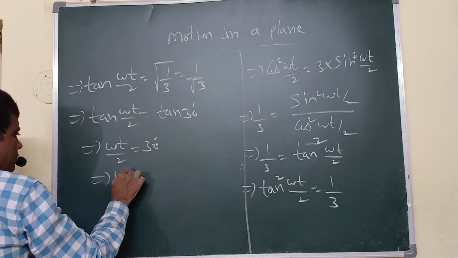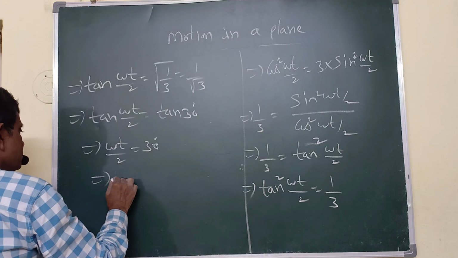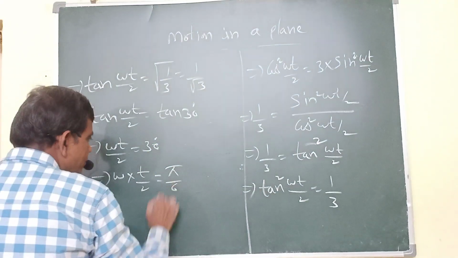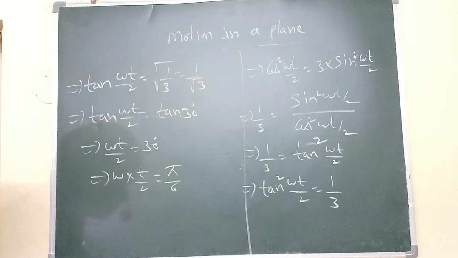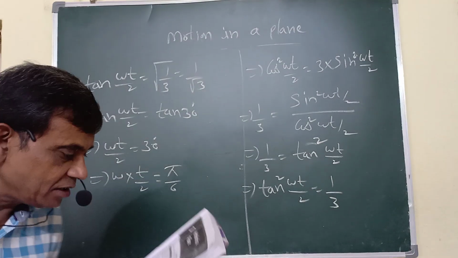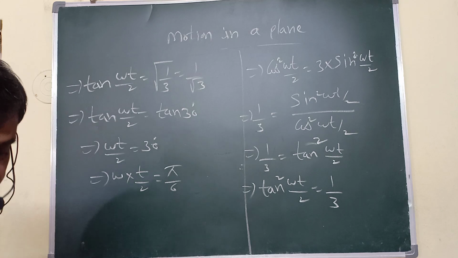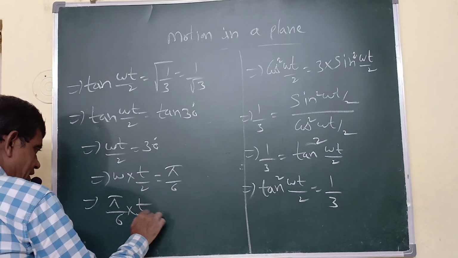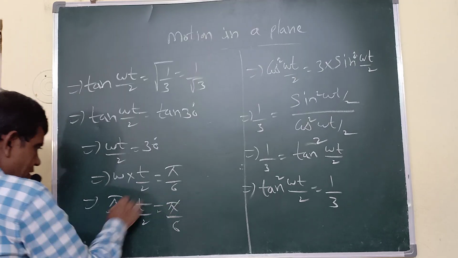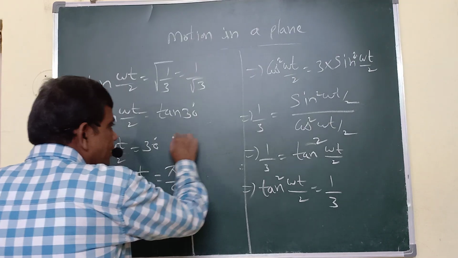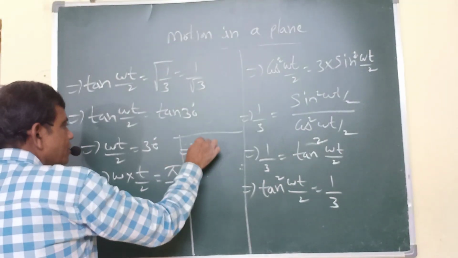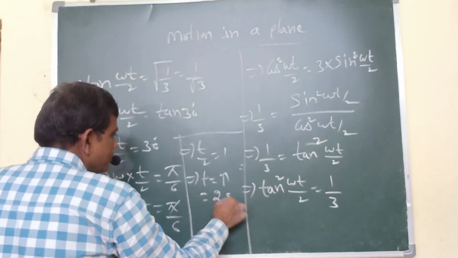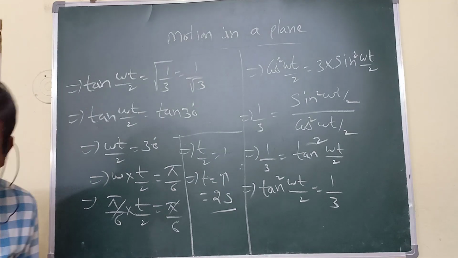So omega into t by 2. 30 I am writing as pi by 6. Pi equals 180, 180 by 6 equals 30. But here omega is given as pi by 6. So you write this again here: pi by 6 into t by 2 equals pi by 6. Pi by 6 cancels. Finally what I am getting? t by 2 equals 1. Otherwise t equals tau, that equals 2 seconds. After 2 seconds this condition is created for those vectors.